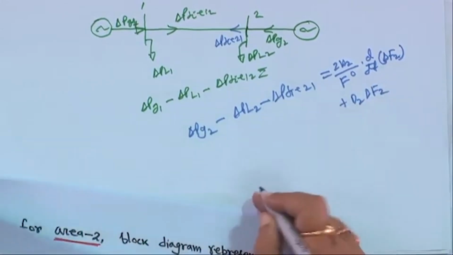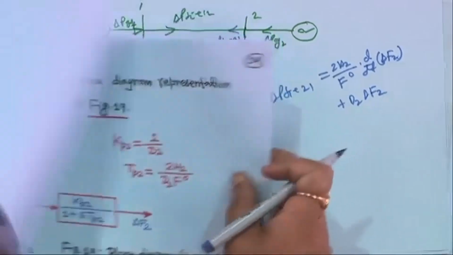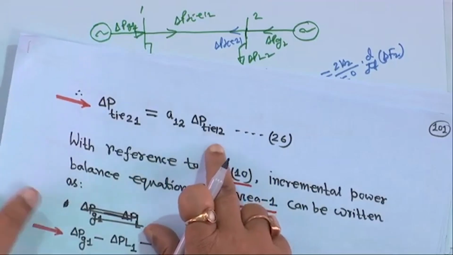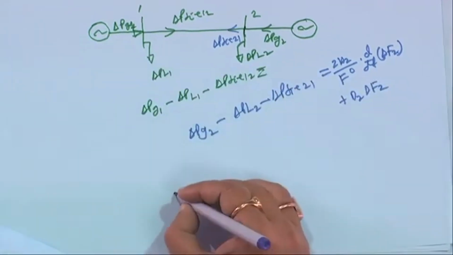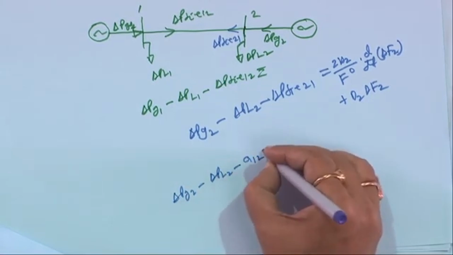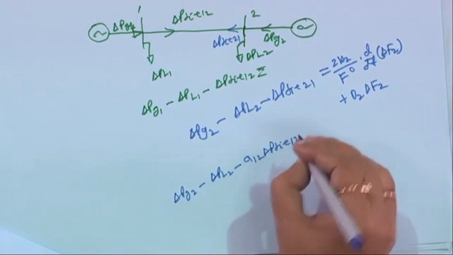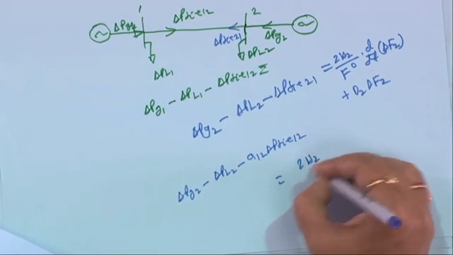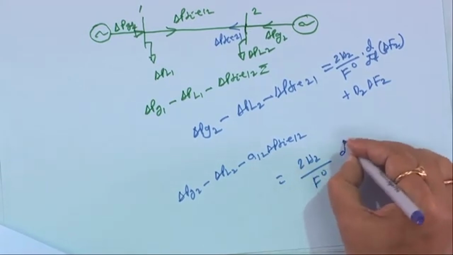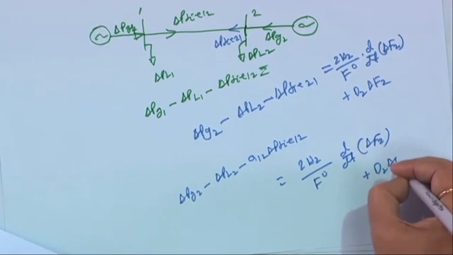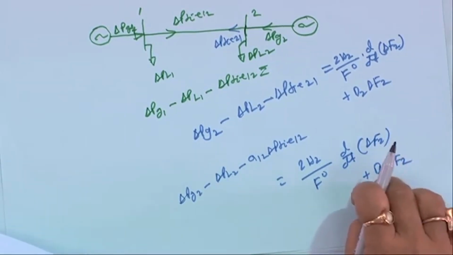Another thing is that, as we have seen, delta P ti 2 1 is equal to A12 delta P ti 1 2. So if you substitute this, it becomes delta Pg2 minus delta PL2 minus A12 delta P ti 1 2, because delta P ti 2 1 is equal to A12 delta P ti 1 2 from equation 26, equal to the same thing, 2H2 upon F0, where F0 is the nominal system frequency, then d dt of delta F2 plus d2 delta F2. So this is for area 2.